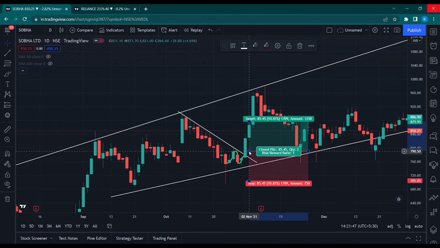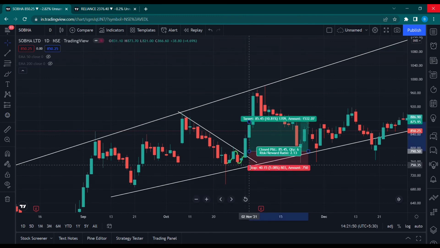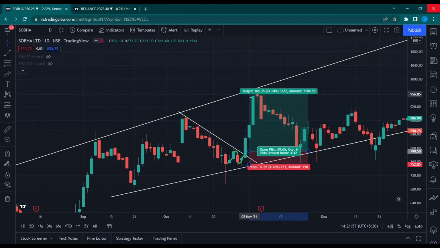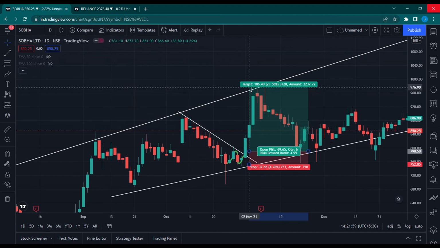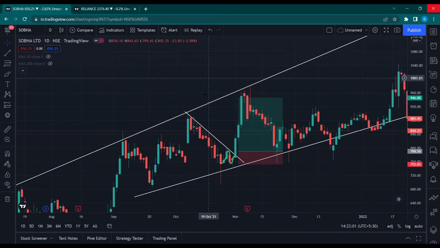If you were to enter here with a stop loss below the breakout candle, or somewhere here, maybe here, if you were to go with a general stop loss, you can target for at least 1:3 easy, 1:5, 4.6, 4.8, that is also easy. So I hope this is clear.